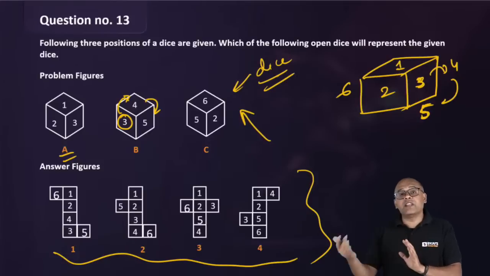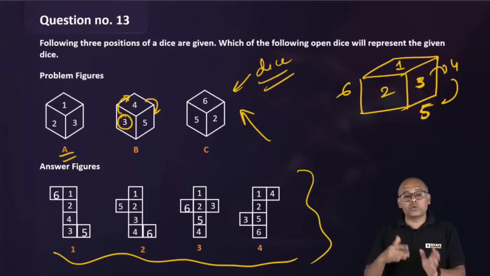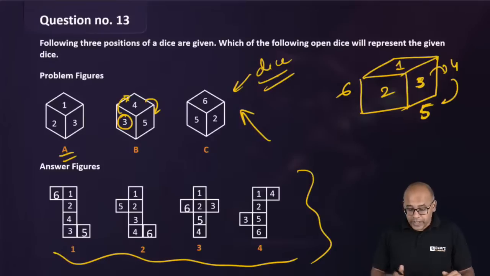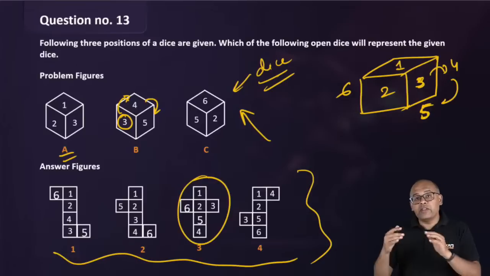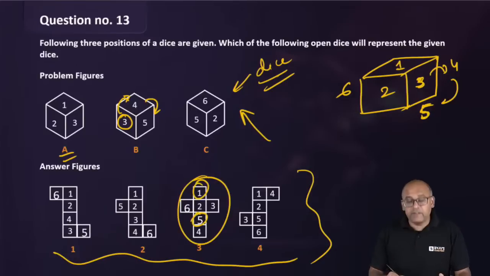So 6 and 3 should be opposite. 1 and 5 should be opposite. 2 and 4 should be opposite. Okay. So now if you notice, if I fold this figure, always remember when you are folding, 1 and 5 will be opposite here. 4 and 2 will be opposite. 6 and 3 will be opposite.